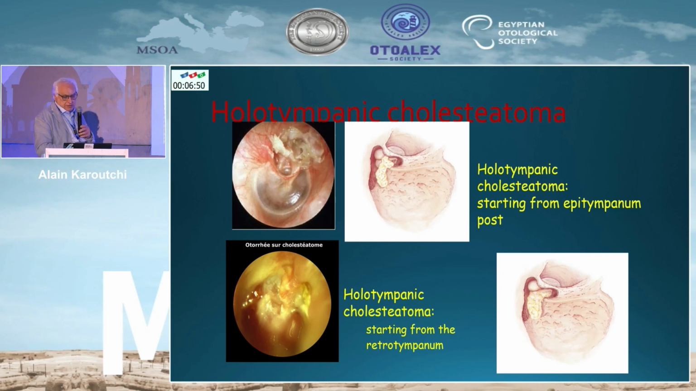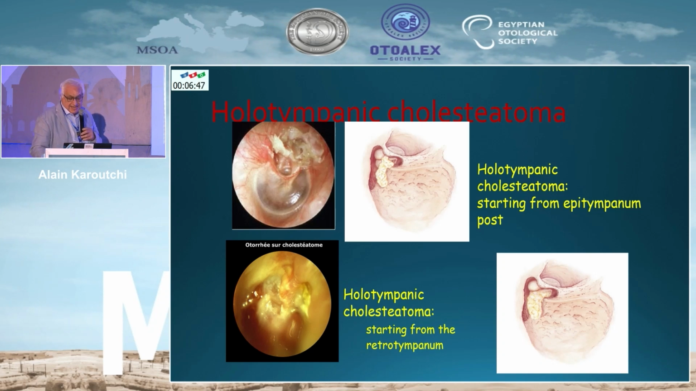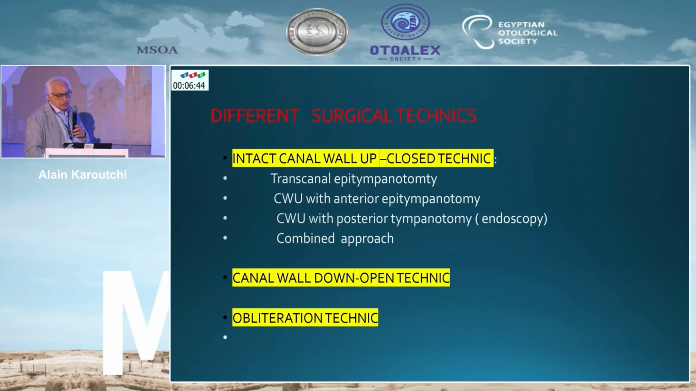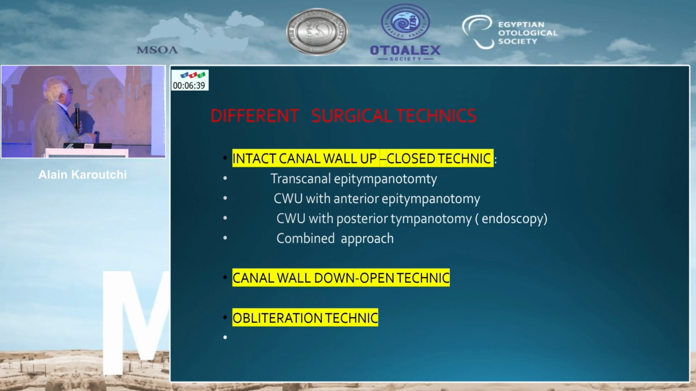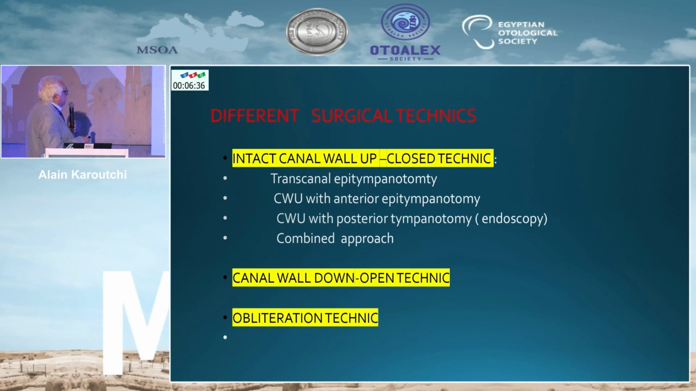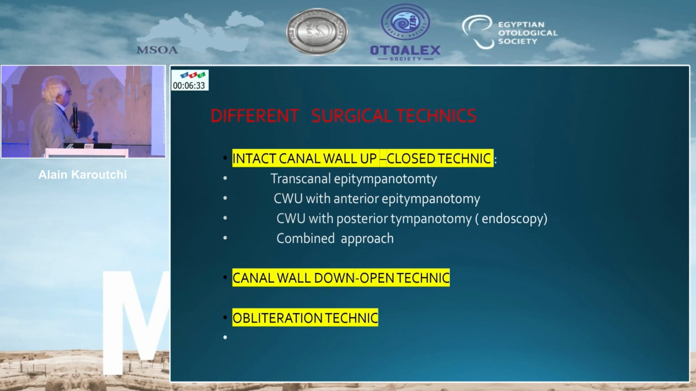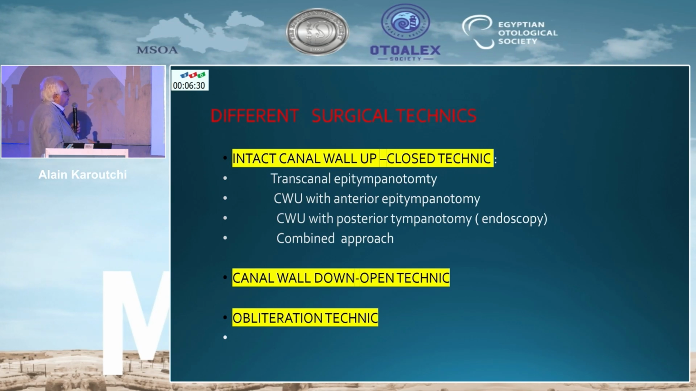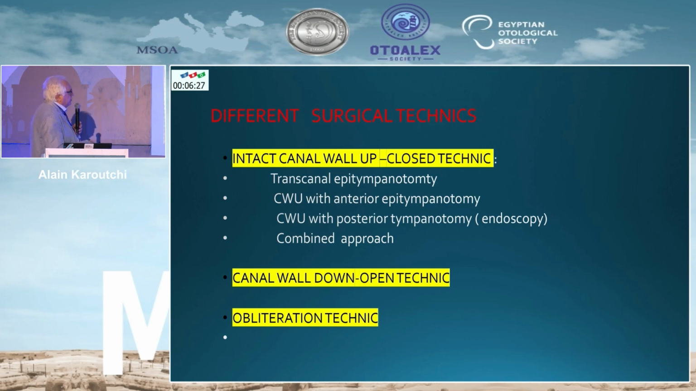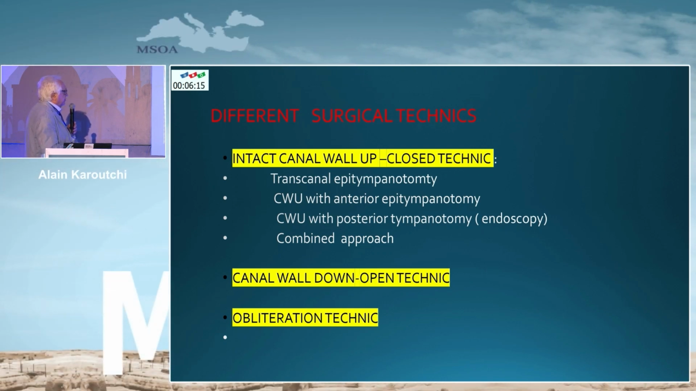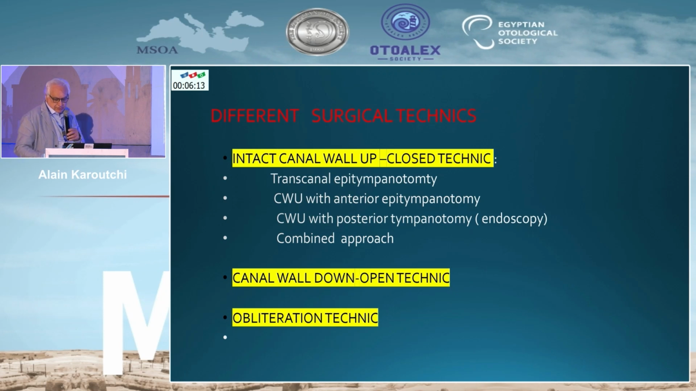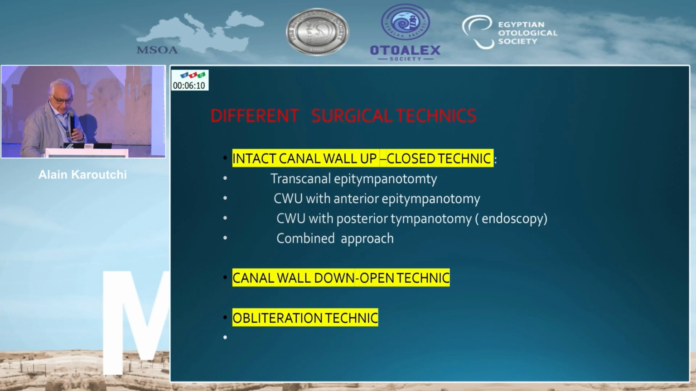You have different cholesteatomas, so you must adapt your strategy and your surgical technique. You have these techniques for that: canal wall up with a transcanal epitympanotomy, canal wall up with anterior epitympanotomy, canal wall up with posterior tympanotomy. I don't prefer posterior tympanotomy now because endoscopy can give me more results than a posterior tympanotomy to be sure about my sinus tympani. And you have a combined approach. Of course, your canal wall down technique, and now I will try to explain what the obliteration technique is.